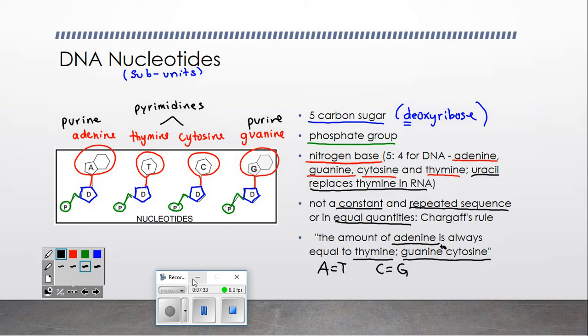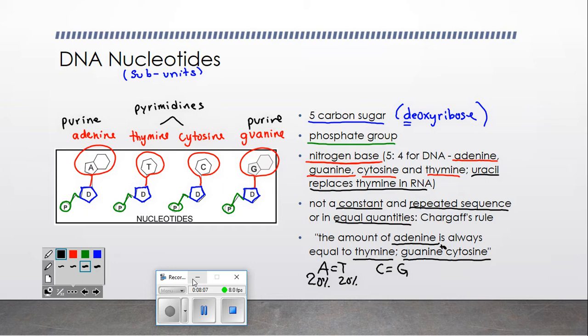If I told you that in a person's DNA that we analyzed, 20% of their nucleotides were A, adenine, and then I asked you, what percent of thymine nucleotides should I find? What would you tell me? I hope you would say 20%, because these have to be equal. So Chargaff is saying, if we look at someone's DNA and we figure out what proportion is A, the same exact proportion should be T.